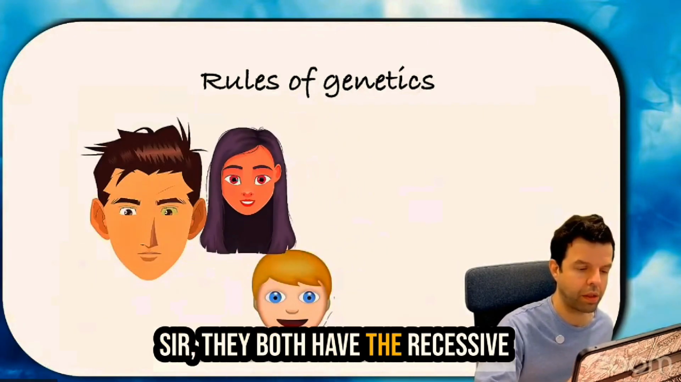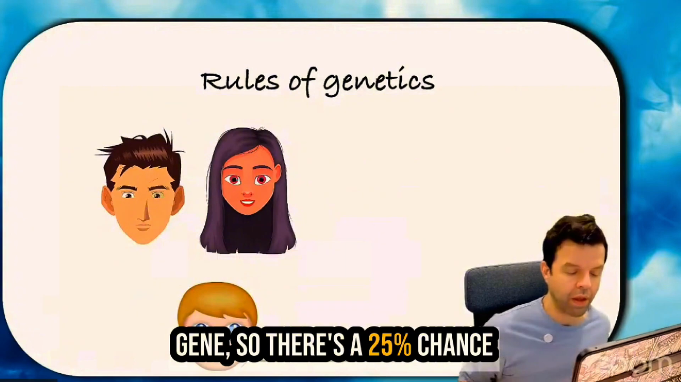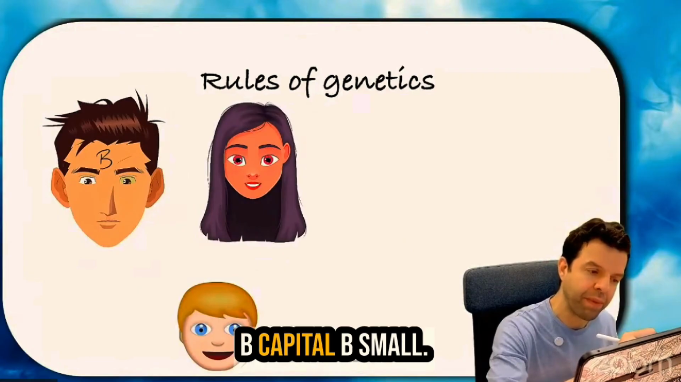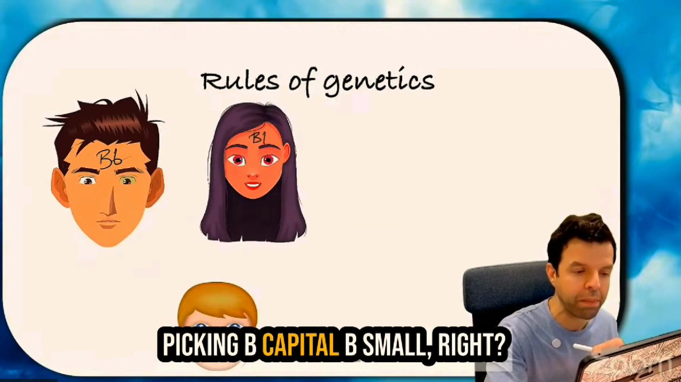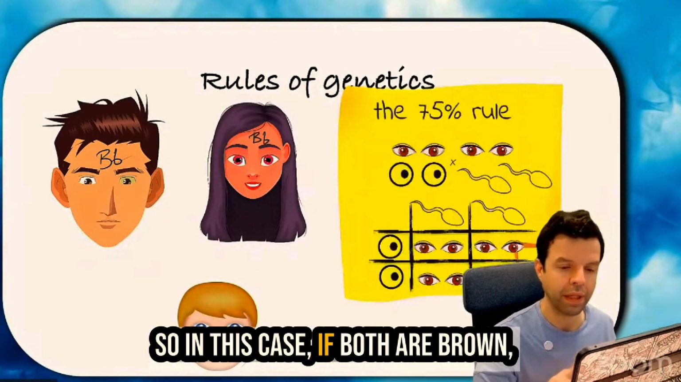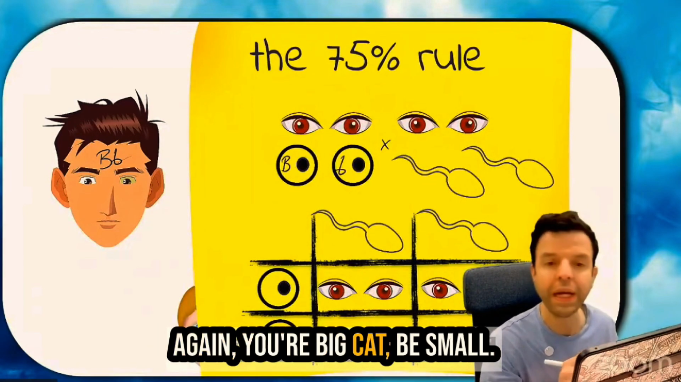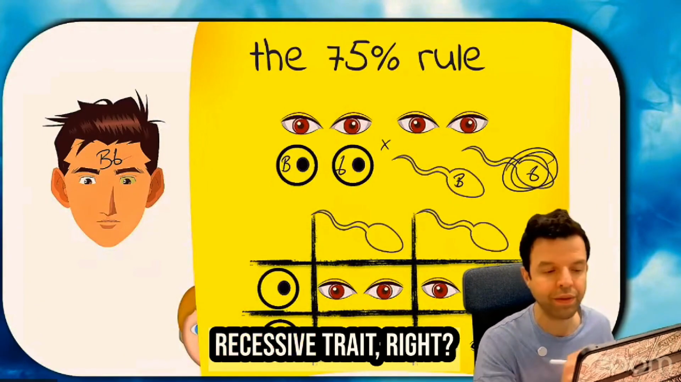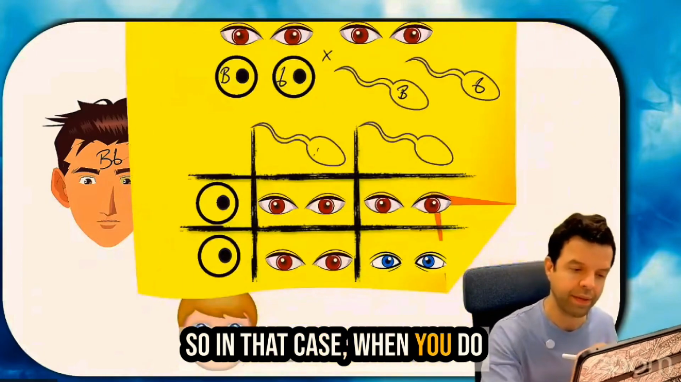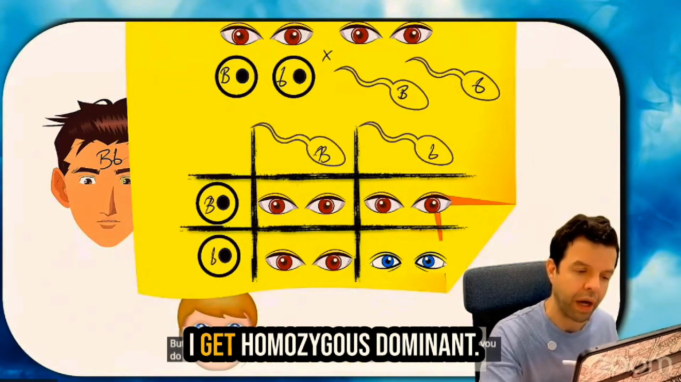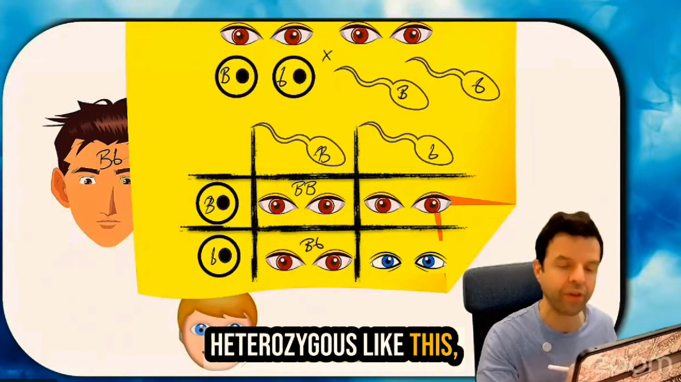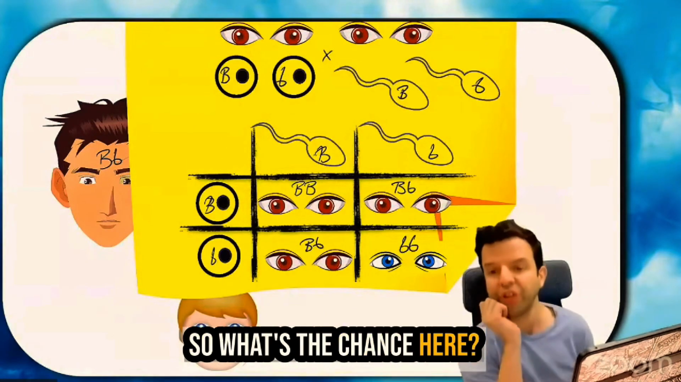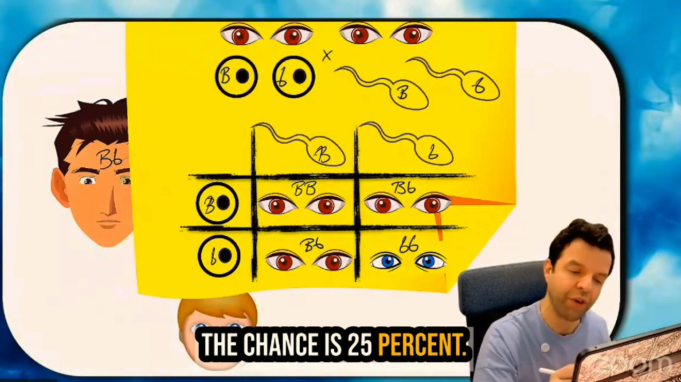Lamar? So if both have the recessive gene, there's like a 25% chance of the kid having blue eyes. That's right. So I'm going to pick here for the dad, B capital B small. And for the mom, I'm also picking B capital B small, right? So in this case, if both are brown, you're B capital B small, heterozygous, you are brown eyed, right? But inside, you hide that recessive trait, right? So when you do that square, what am I supposed to get here? I get homozygous dominant, heterozygous like this, still brown, right? Heterozygous and homozygous recessive. So what's the chance here? The chance is 25%.